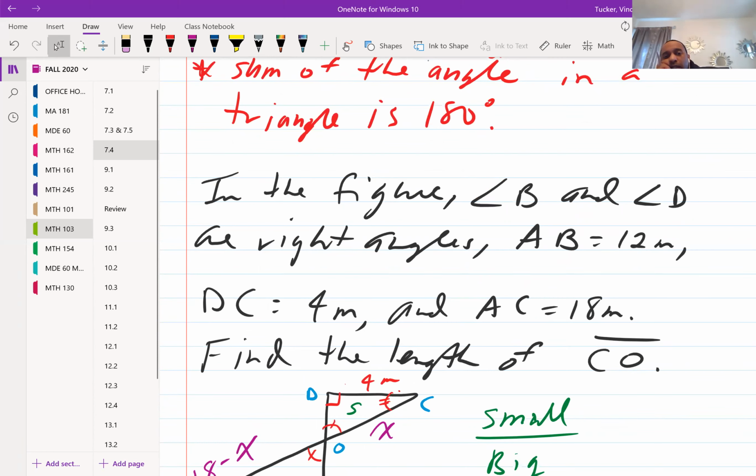So in this next example, in the figure, angle B and angle D are right angles, excuse me, not right triangles, right angles. AB is 12 meters, DC is 4 meters, and AC is equal to 18 meters. Find the length of CO.